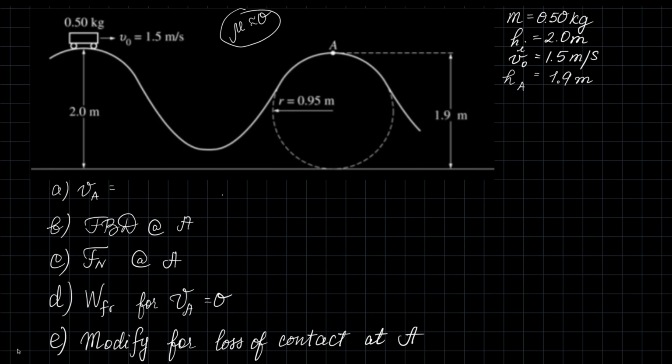This has to do with work, energy, and centripetal force. We have a cart of mass 0.5 kilograms starting its motion. It actually has initial kinetic energy. The speed is 1.5 meters per second at the height of 2.